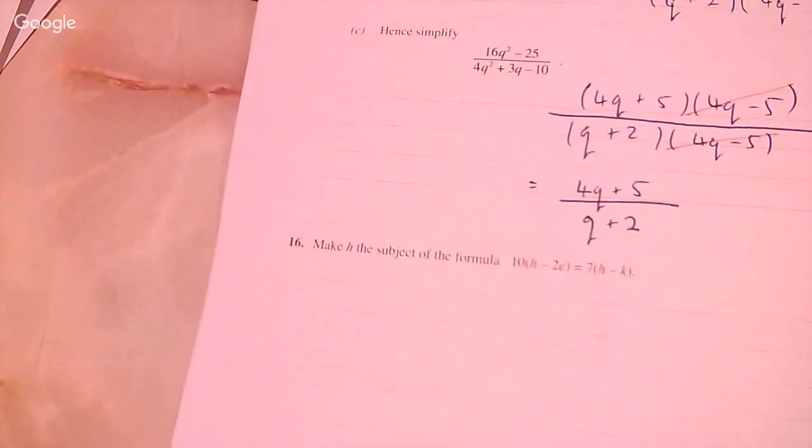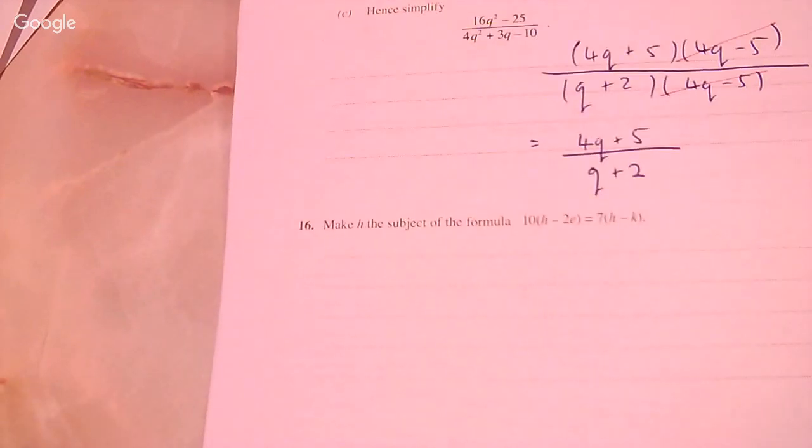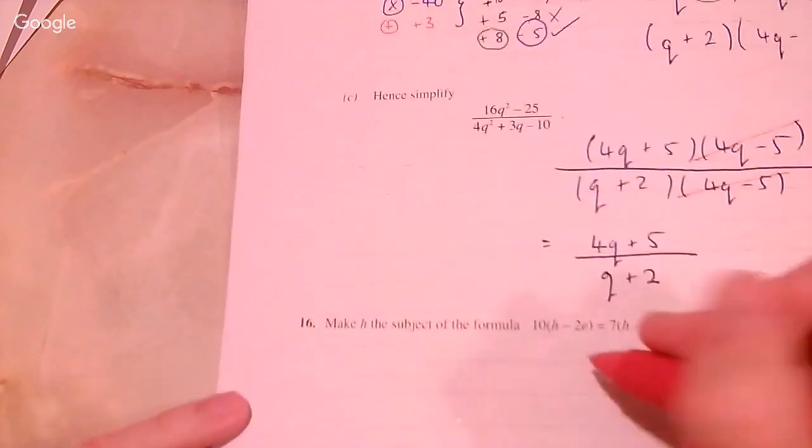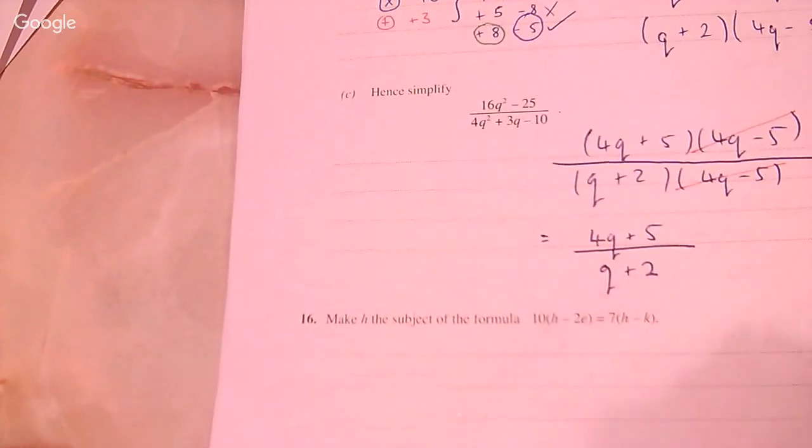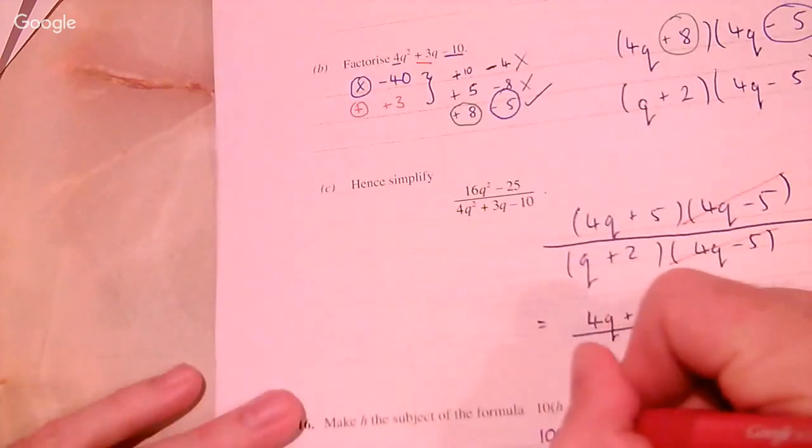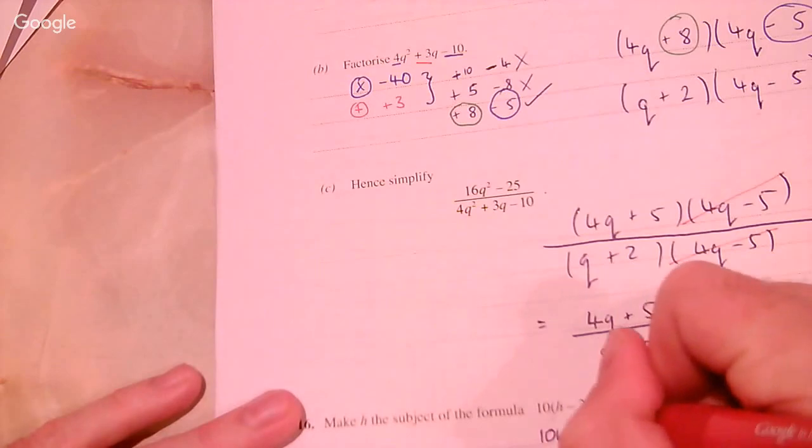Okay? Number 16, it says, make h the subject of the formula. So I need to expand both these brackets and then get all the h's on one side and then get rid of anything that's got h in it. So 10h minus 20e on both, and I'm going to have 7h minus 7k.